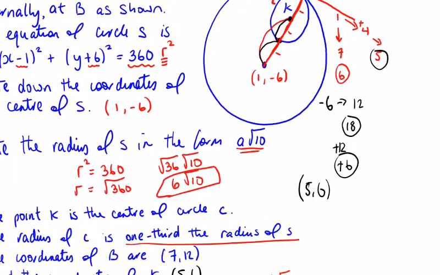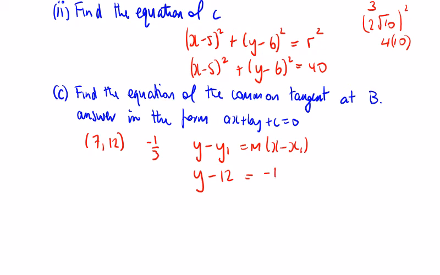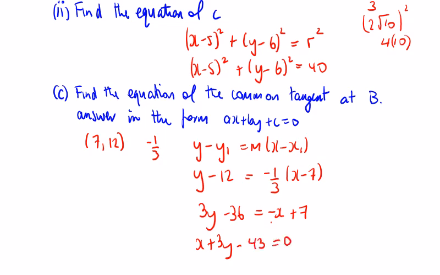So the point B is (7, 12) and the slope is −1/3. So we have y − y1 = m(x − x1). So y − 12 = −1/3 (x − 7). So we're going to get 3y − 36 = −x + 7. Bringing the x and the 7 across, we're going to get x + 3y − 36 − 7, which is −43, equals 0. Nice circle question.